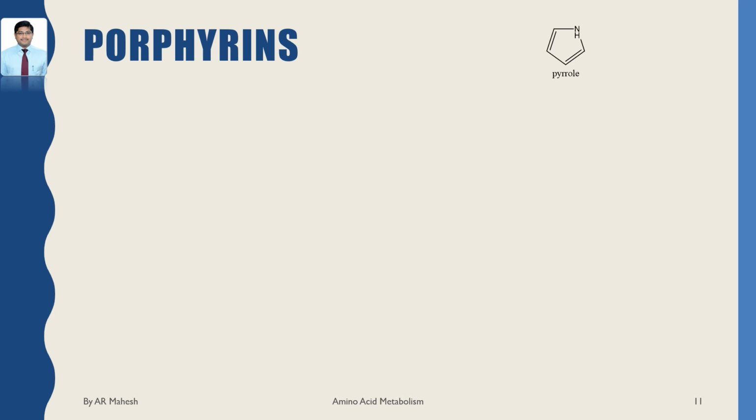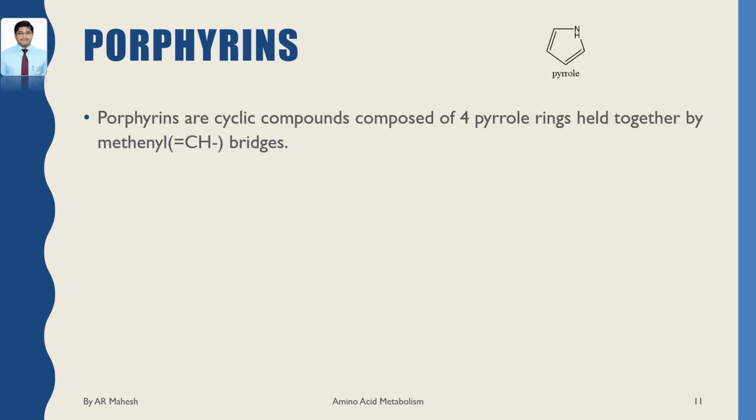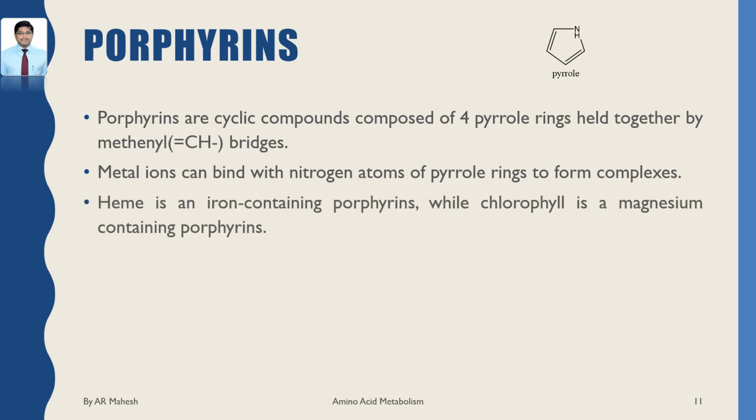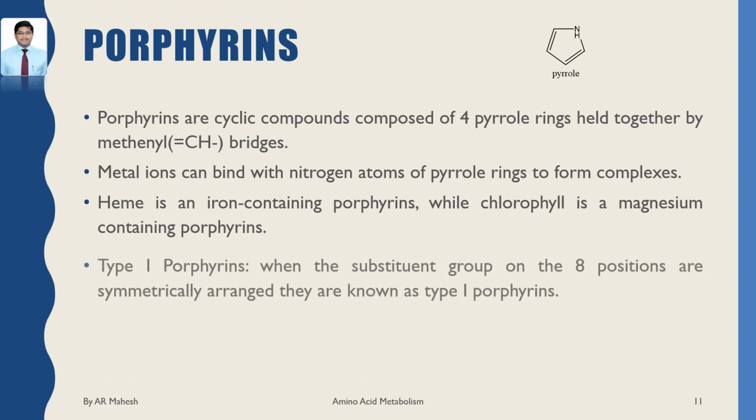As mentioned earlier, the structure of heme contains porphyrins. So the porphyrins are cyclic compounds composed of four pyrrole rings held together by methenyl groups or methenyl bridges. Metal ions bind with nitrogen atoms of pyrrole rings to form complexes. Heme is an iron containing porphyrin, while chlorophyll is a magnesium containing porphyrin.